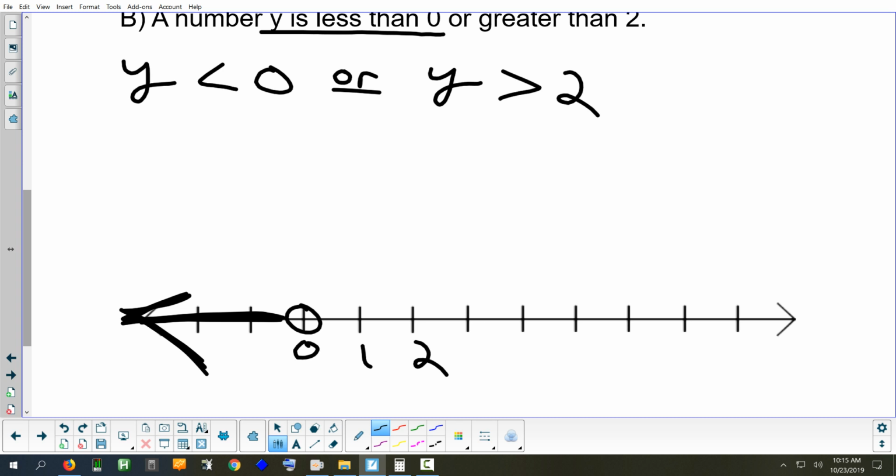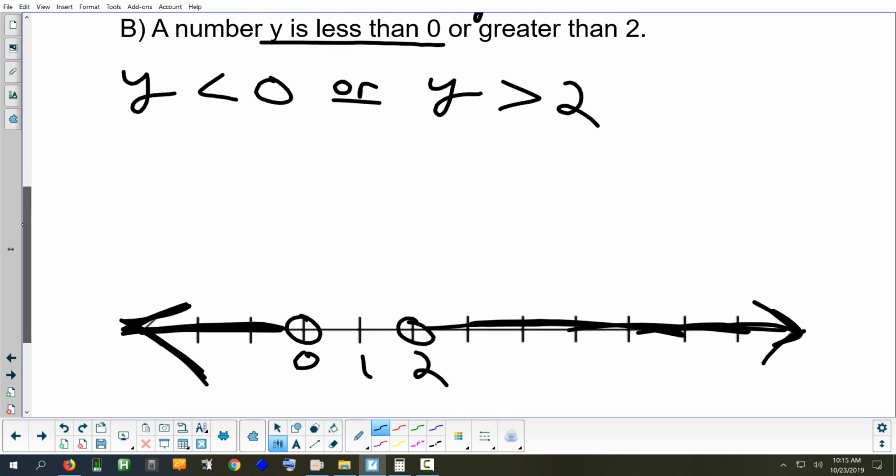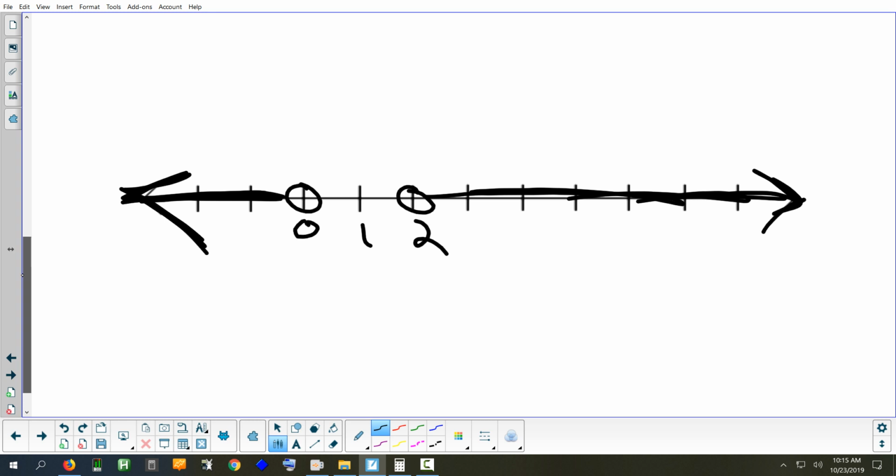Or what kind of circle on 2? Open. Shade which way? To the right. So you can pick anything less than 0 or bigger than 2, either way. Okay. Any question on that?